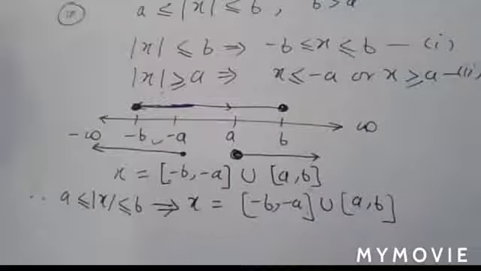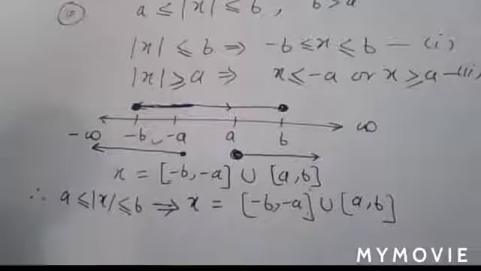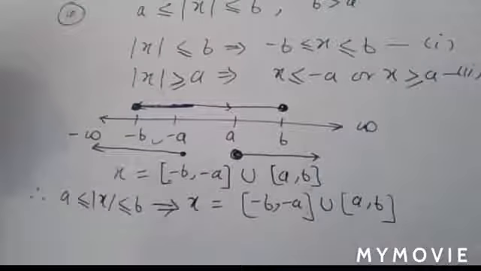Clear to everyone? Okay. So here you learn how to simplify for x when an inequality in terms of mod is given. Actually, you have only 3 minutes, so just write one question based on it.